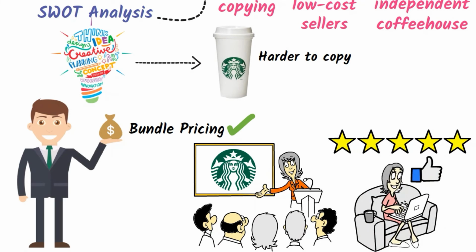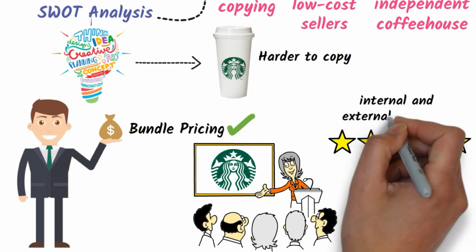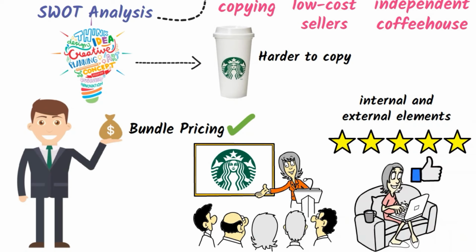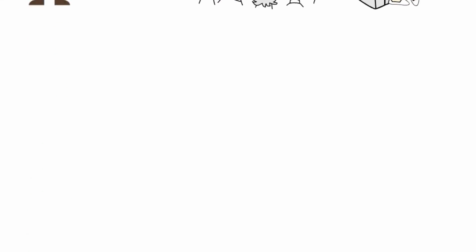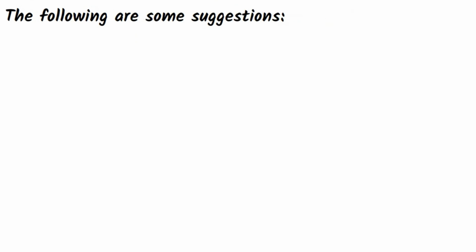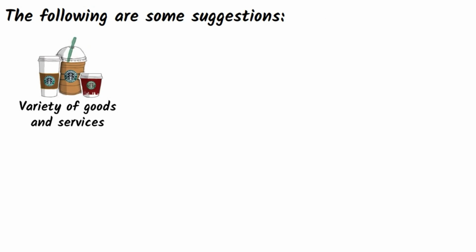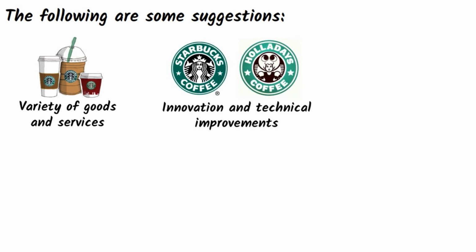These suggestions aim to lessen the influence of internal and external elements identified in the SWOT analysis. Starbucks must implement some necessary changes and upgrades to maintain its dominant position in the market. The following are some suggestions. 1. Start selling a wider variety of goods and services. They'll be able to fortify their position thanks to this. 2. To combat the increasing rivalry and imitation levels, the organization must embrace innovation and technical improvements.